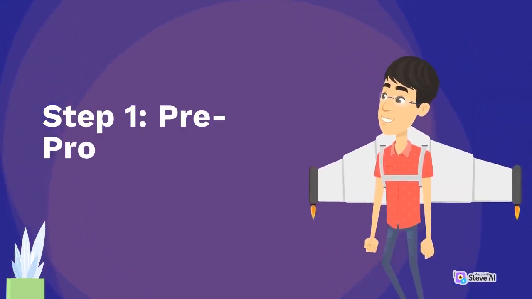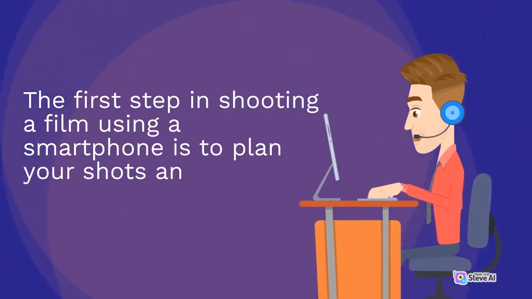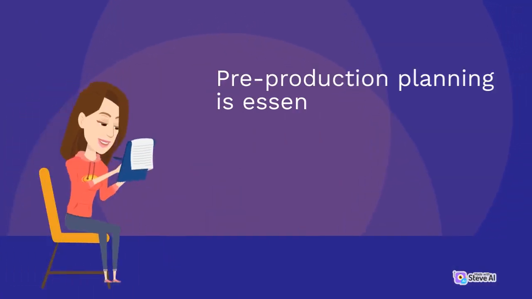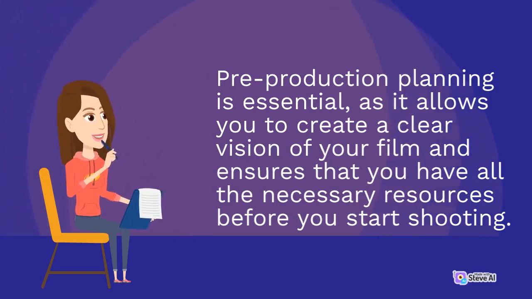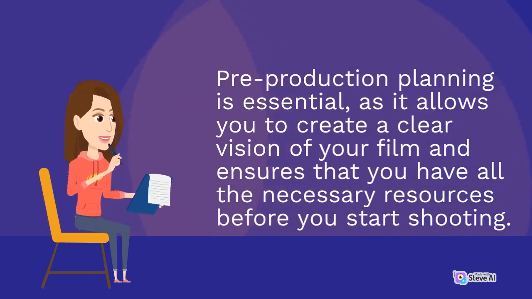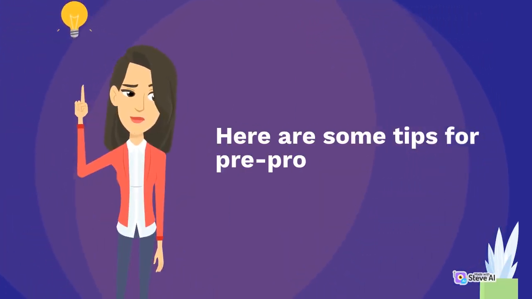Step 1: Pre-production planning. The first step in shooting a film using a smartphone is to plan your shots and script your story. Pre-production planning is essential, as it allows you to create a clear vision of your film and ensures that you have all the necessary resources before you start shooting. Here are some tips for pre-production planning.